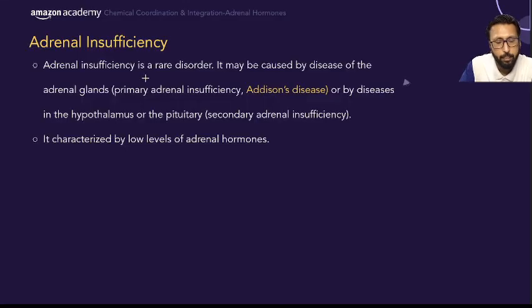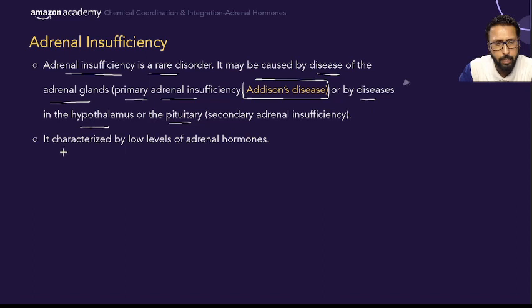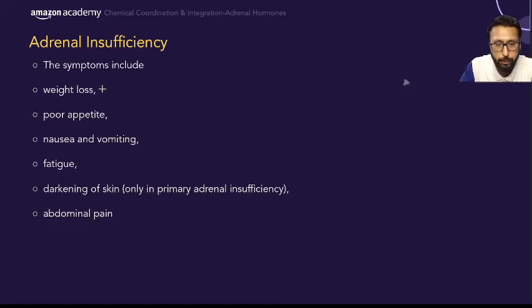Now the second condition will be adrenal insufficiency, which means hormones are produced in lesser amounts. Adrenal insufficiency is a rare disorder. It may be caused by disease of the adrenal glands, like primary adrenal insufficiency, known as Addison's disease. So when the hormone increases, it is known as Cushing syndrome. When the hormone decreases, it is known as Addison's disease, or disease in the hypothalamus or pituitary. It can be because of any cause. It is characterized by low levels of adrenal hormones. Symptoms obviously include weight loss, poor appetite, nausea, vomiting, fatigue, darkening of skin and abdominal pain.